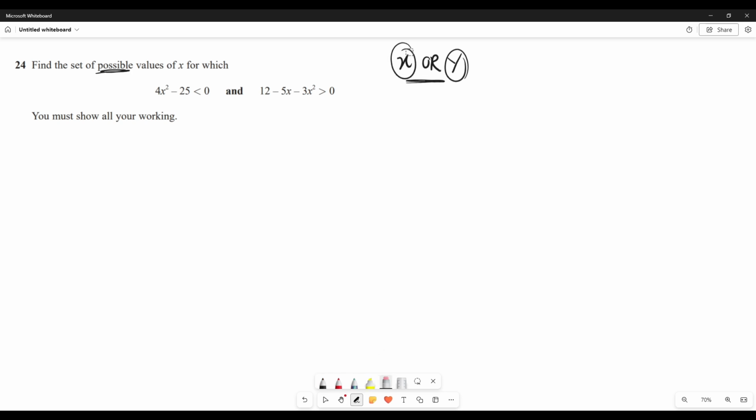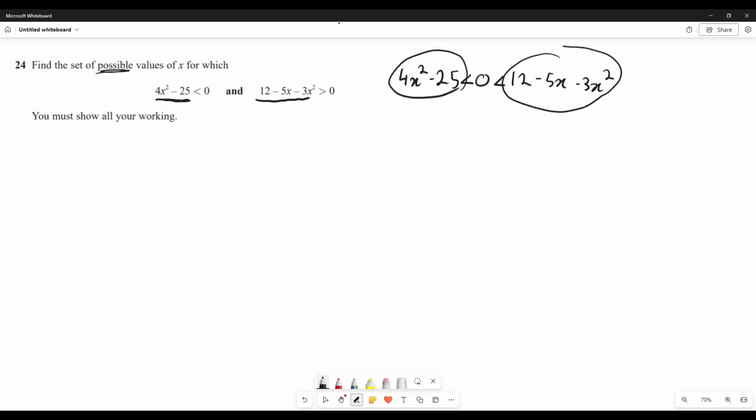So what we can do is, if we write these two inequalities as one inequality, because if you see this, we need to get a value that is less than 0, and this, we need to get a value that's more than 0. So if we write it as one inequality, is less than 0, and then we write another less than 12 minus 5x minus 3x squared. So now that we've got this, we need to simplify this equation and this equation.